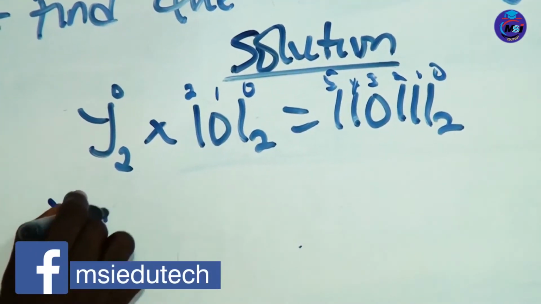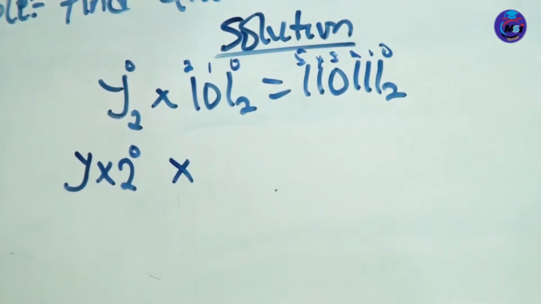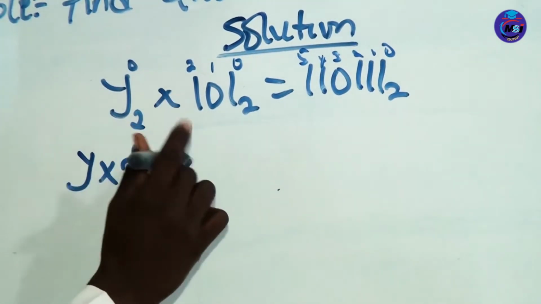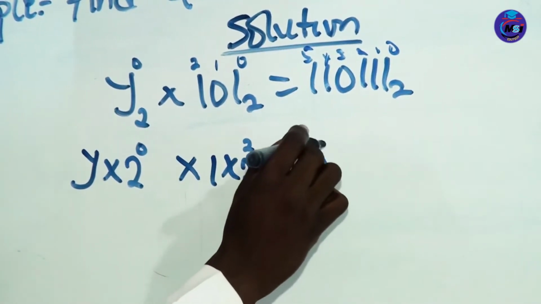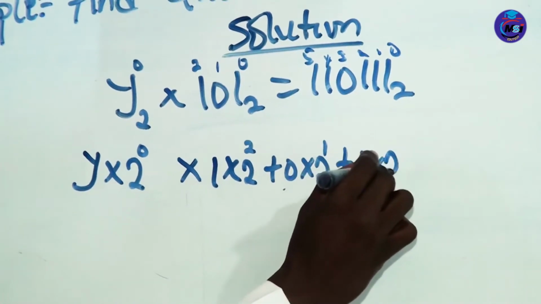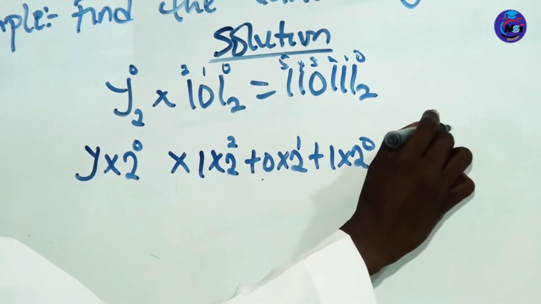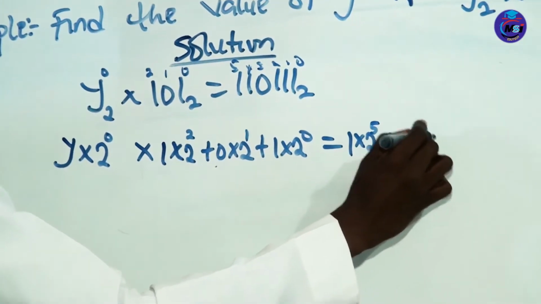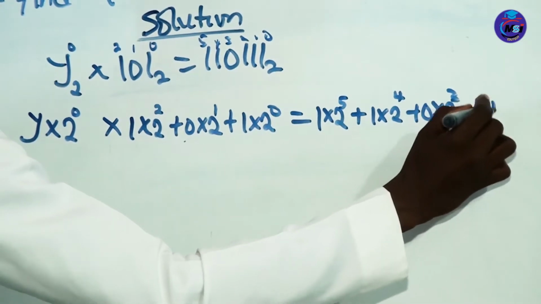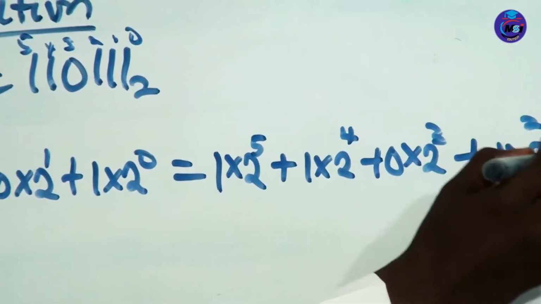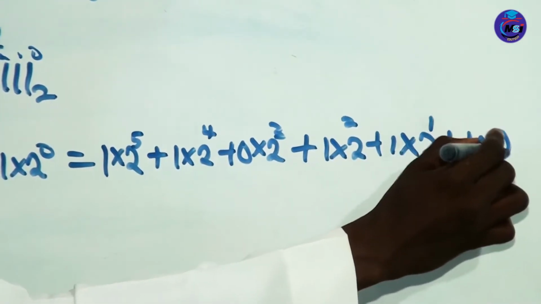Y times 2 raised to power 0 times, okay, 1 times 2 raised to power 2 plus 0 times 2 raised to power 1 plus 1 times 2 raised to power 0 equals, this is 1 times 2 raised to power 5 plus 1 times 2 raised to power 4 plus 0 times 2 raised to power 3 plus 1 times 2 raised to power 2 plus 1 times 2 raised to power 1 plus 1 times 2 raised to power 0.